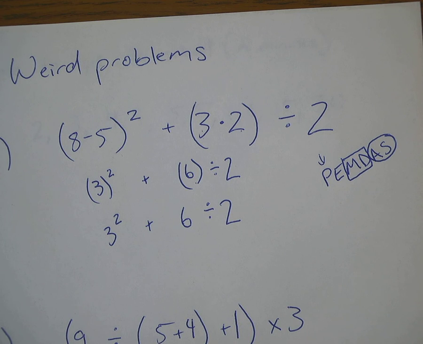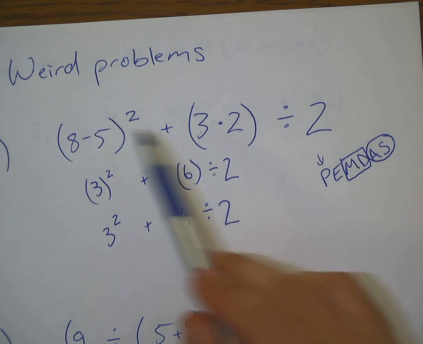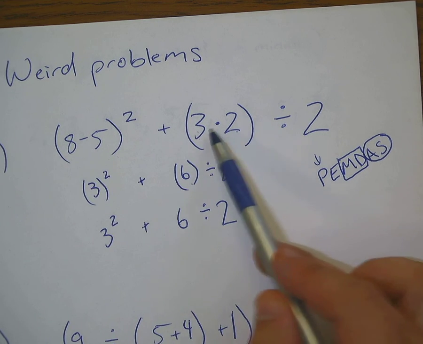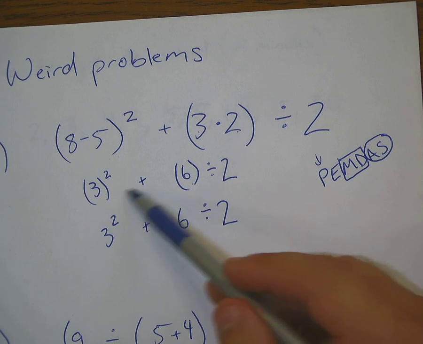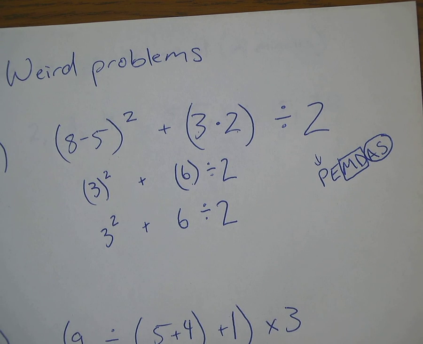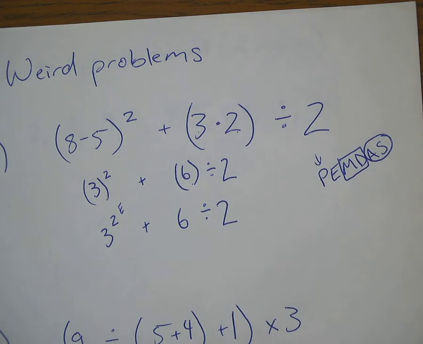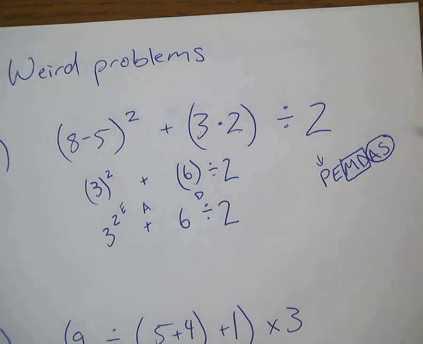So, if you have a weird problem like this, where you have two different pairs of parentheses, work inside the first one, work inside the second one, make sure you're following PEMDAS inside of them. But other than that, look how close we are to almost done. Let's identify what types of operations we have. I have an exponent, I have addition, and then I have division.